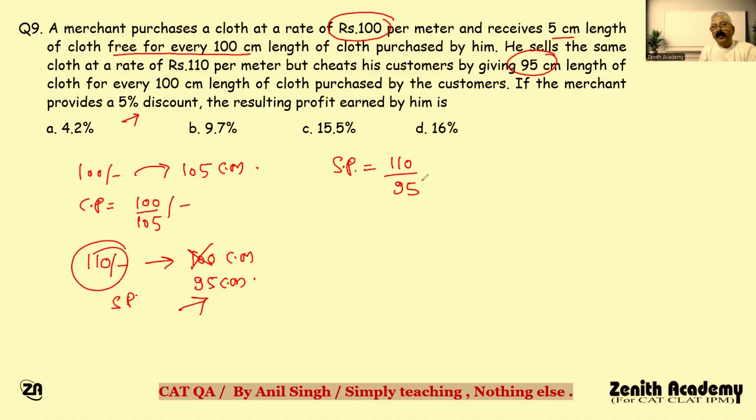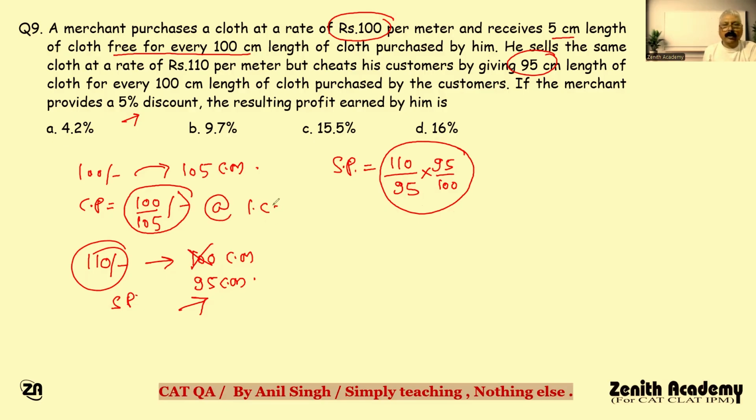It is 1 centimeter of cloth. The claimed selling price of a merchant for 1 centimeter, but he is offering a 5% discount, meaning he is giving 95% of this to the customer. So this is the selling price and this is the cost price of 1 centimeter.